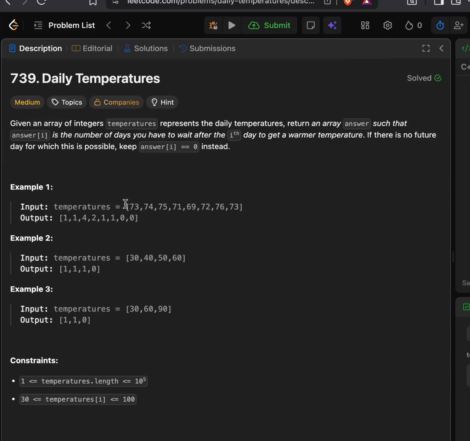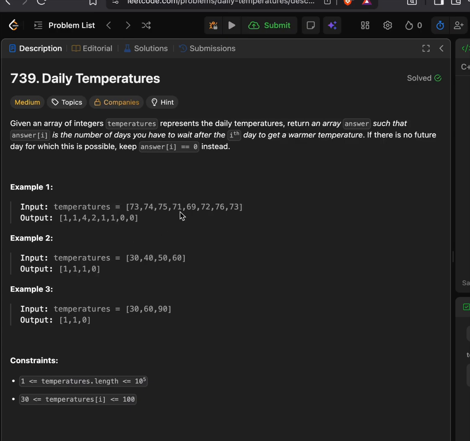So let's try to dry run what I am trying to say here. We will keep the temperature indices in the stack. As soon as we get the next higher temperature, we will subtract that index from the index at the top of the stack, and that will be the answer. For example, 73 is at position 0, then 74 is at position 1. 74 is greater than 73, so 1 minus 0, 1 is the answer. Then 74 is going to be present in the stack, then 75 is greater than 74.